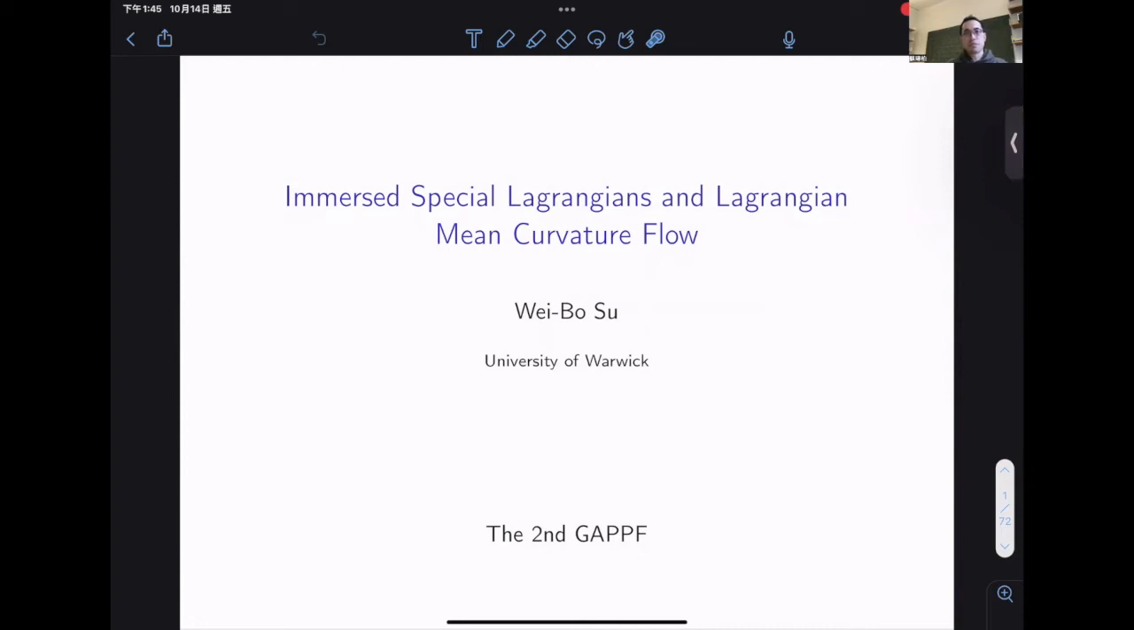Okay, so in this talk, I will be talking about immersed special Lagrangians in Lagrangian mean curvature flow. In particular, I'm going to explain a construction of a long-time solution to Lagrangian mean curvature flow, starting from an embedded Lagrangian submanifold, and as t goes to infinity, it converges to an immersed special Lagrangian submanifold. So this is kind of an infinite time singularity.